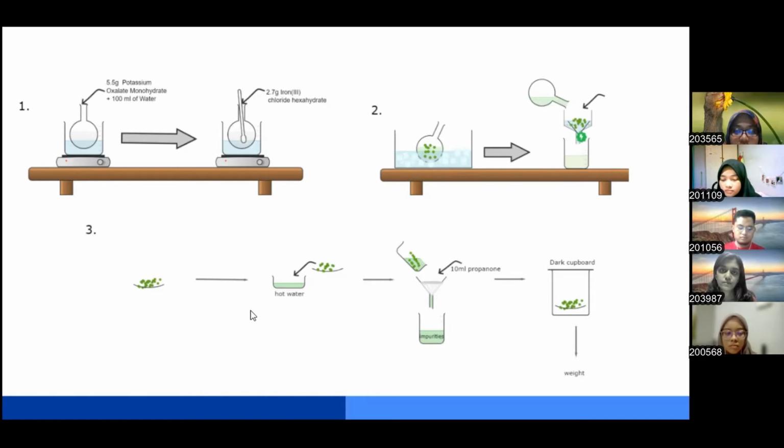But our product is not pure because it contains a lot of impurities, so we need to dissolve it in hot water, and then we will get the pure product. We filter it again by using propanol, and we will let it cool in a dark cupboard before we weigh it.